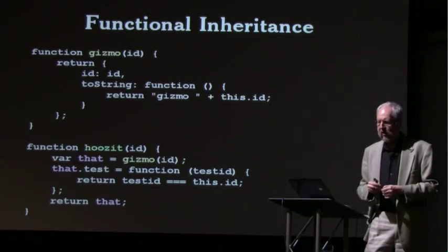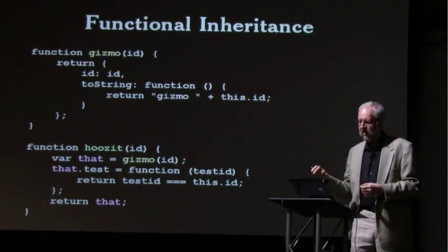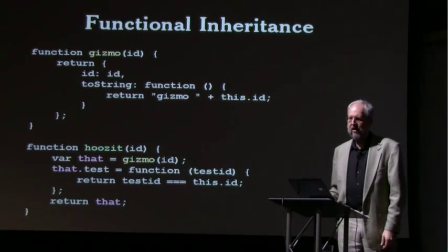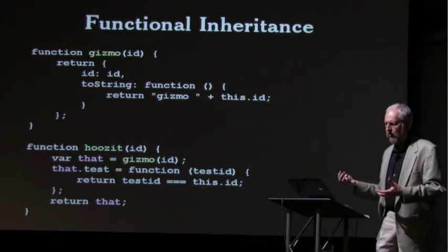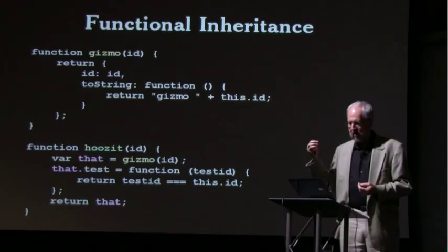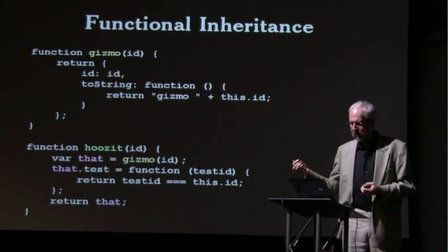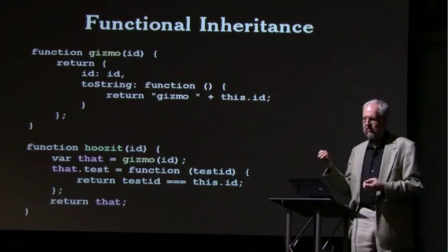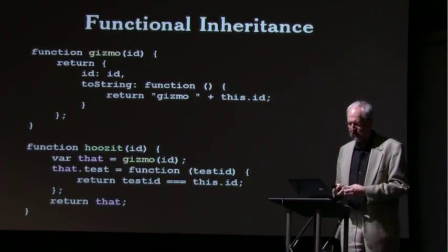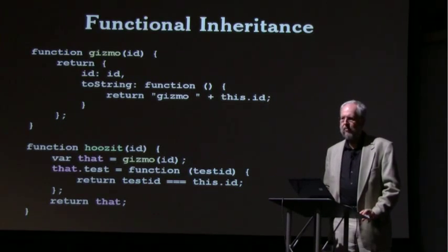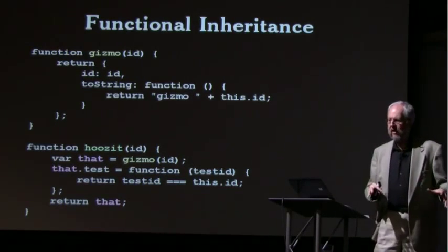So this is how I would write it. So I've got my Gizmo. It returns an object literal, done. That was really easy. And then my Who's It calls Gizmo to create an instance. It augments that, adding its test method, and returns that, done. So it's really simple. But there are some other benefits that come from writing in this style.